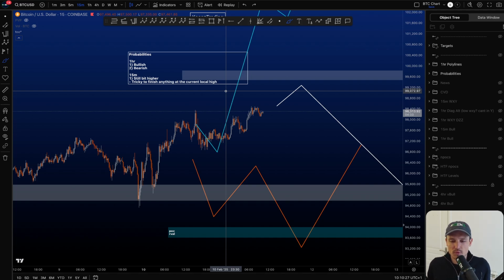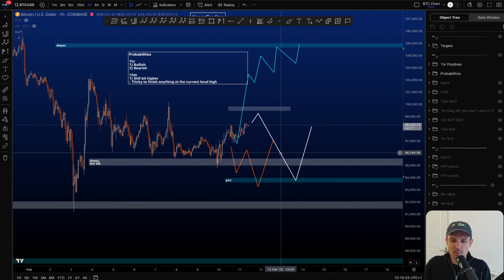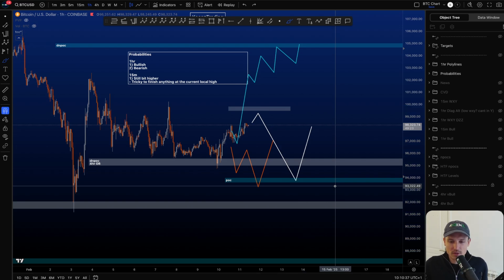1 hour time frame remains bullish till proven otherwise. Keep an eye on resistance. Keep an eye on 99K. Keep an eye on the polylines as well, with the most bearish polyline, of course, being this. So risk manage and make sure you trade safe.